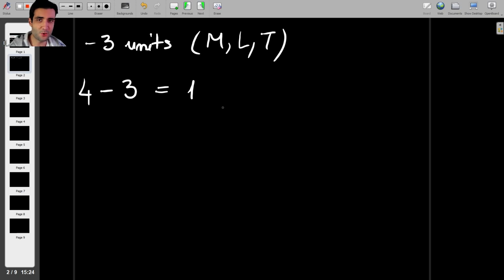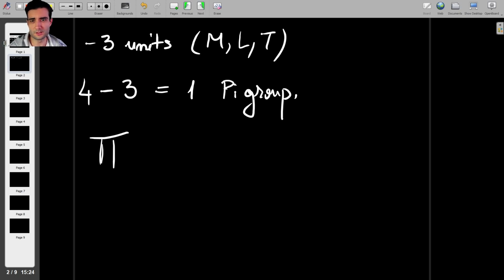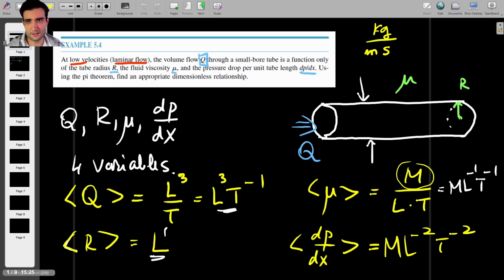And this tells us how many pi groups we have. So we have one pi group, which I'm just going to call capital Pi. Not even pi 1 because there's only one of them, so we don't need to distinguish between multiple. So this pi group is going to have some repeating variables, okay, and one main variable.